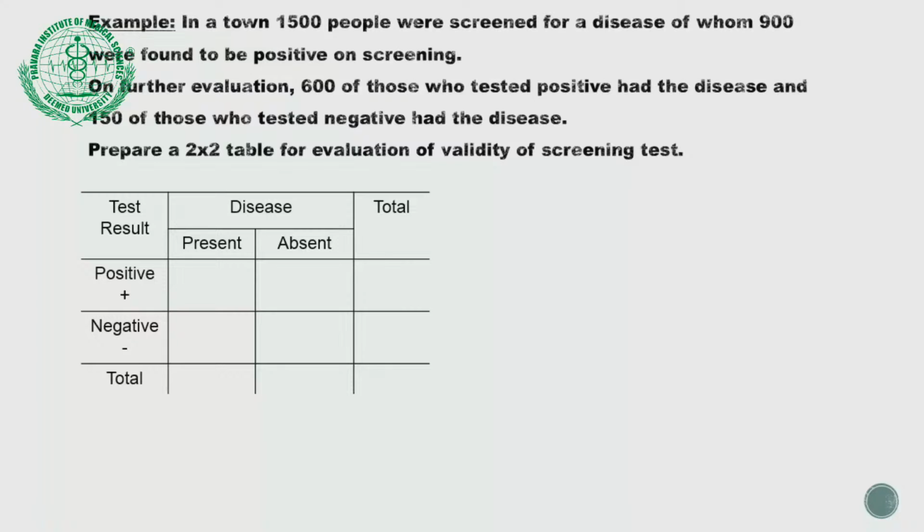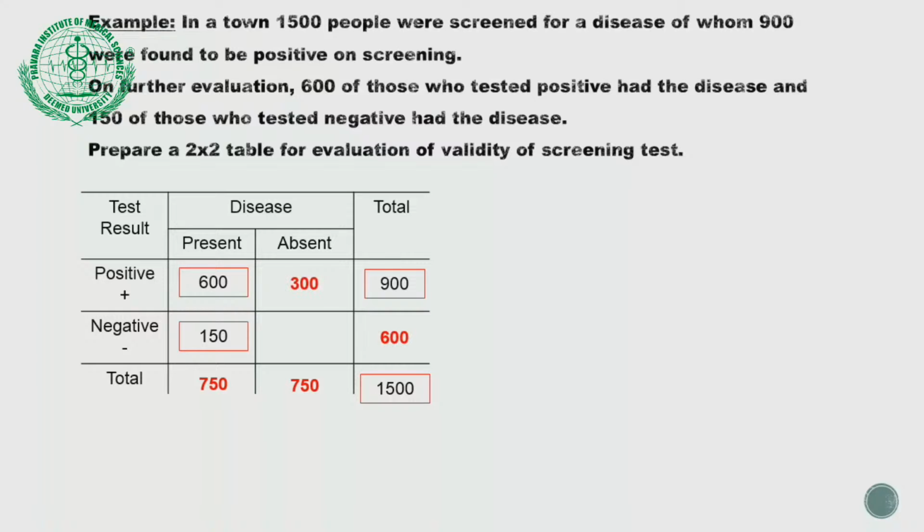Now we have to prepare a 2x2 table. So the first thing we will do is prepare the skeleton of the table. This is the skeleton of the table, where we have 2 columns, disease present, disease absent, and 2 rows, test result positive and test result negative, and columns and rows for total.